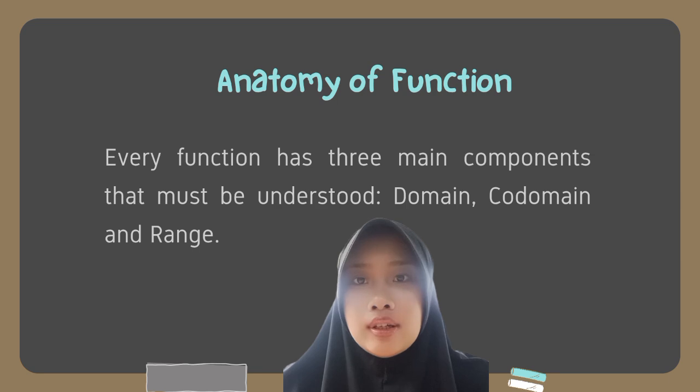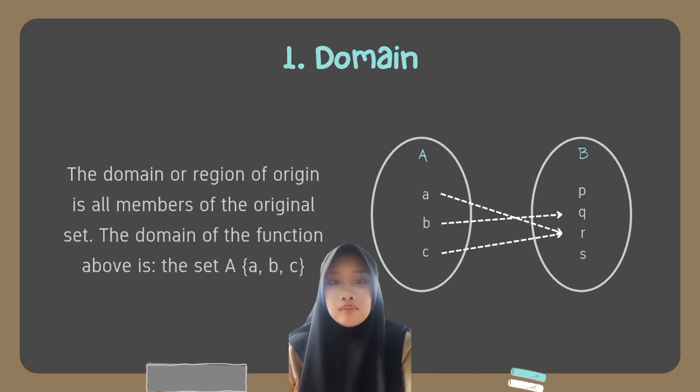Anatomy of function. Every function has three main components that must be understood: domain, codomain, and range. 1. Domain. The domain or region of origin is all members of the original set. The domain of the function above is the set A, B, C.